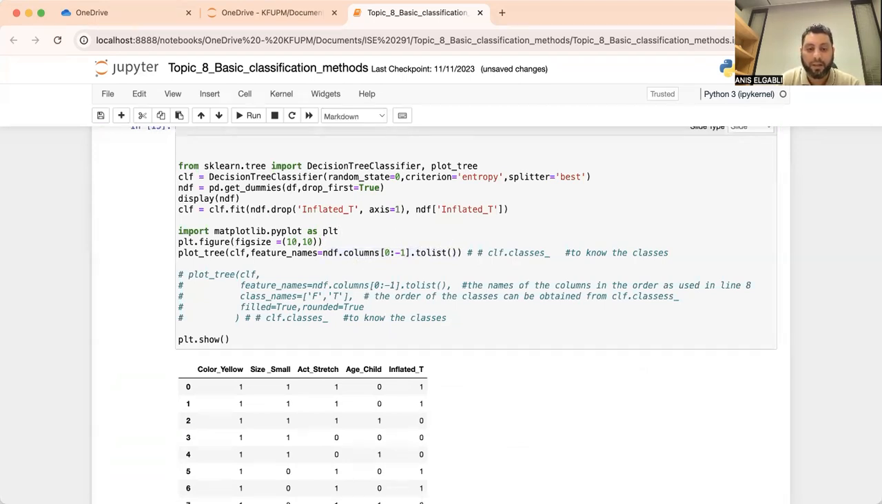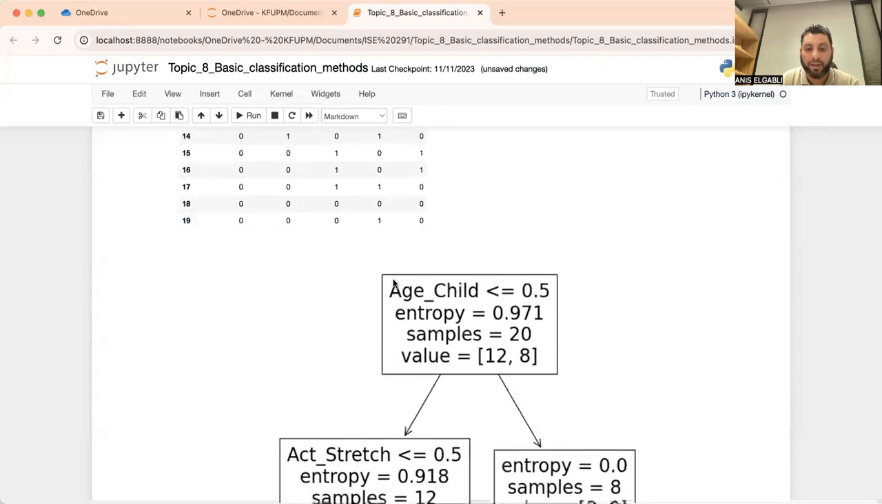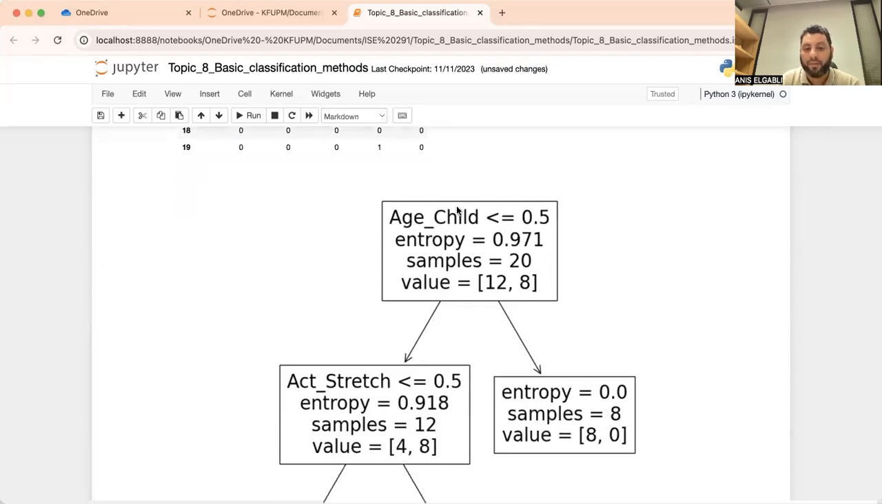Then if I rerun this here, x of 3 has been replaced by the feature name. So the first condition here is checking age underscore child less than or equal to 0.5. What's that supposed to mean? When this condition is satisfied, when this is true, we go to the left.